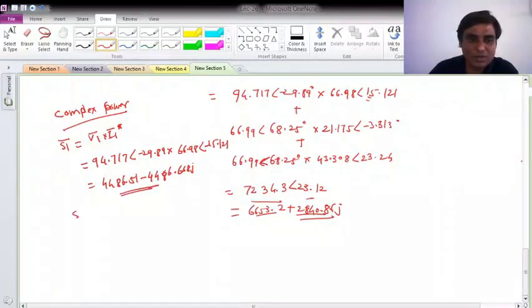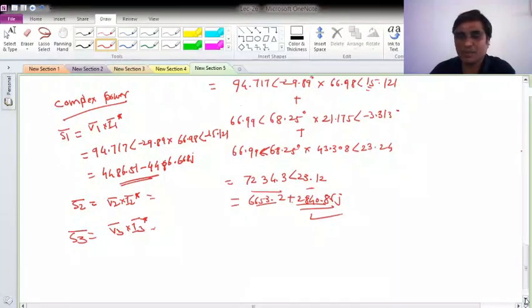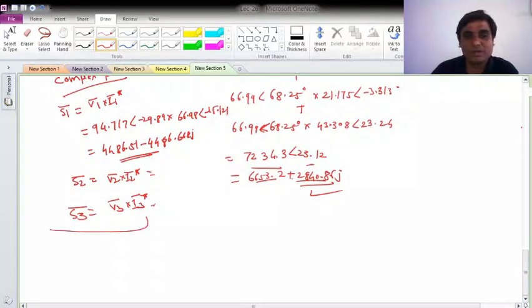Okay, so this way you can obtain S2 bar, that is V2 bar into I2 bar's complex conjugate. Similarly S3 bar, that also you can calculate with I3's complex conjugate. You will get three complex numbers, you add them, and we can observe that the addition of all the real powers will be equal to 6653, and the addition of all the imaginary terms, that is the reactive powers, will be 2840.86 J. So this way we can do the power analysis.